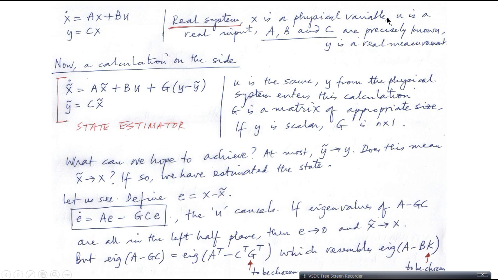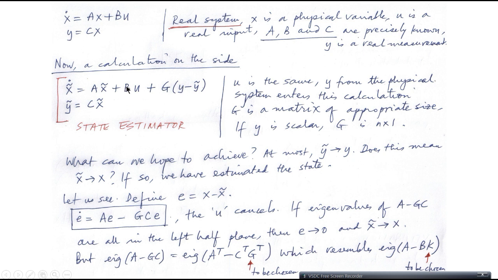X is a physical variable, u is a real input, a, b and c are known. So we have a very precise mathematical model for the physical system, and y is a real measurement. Okay, so this is y. Now we will do a calculation on the side, so that is why I am putting tilde over here. These are just in my computer, except that the input y is being put into this calculation as a forcing.